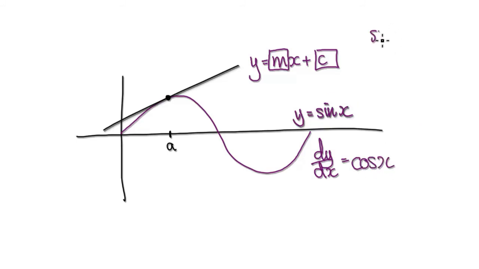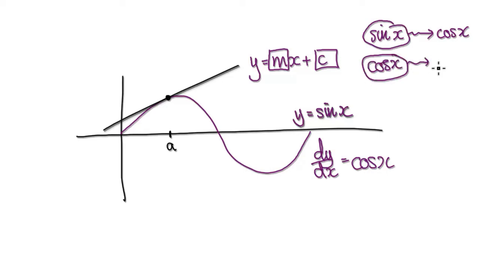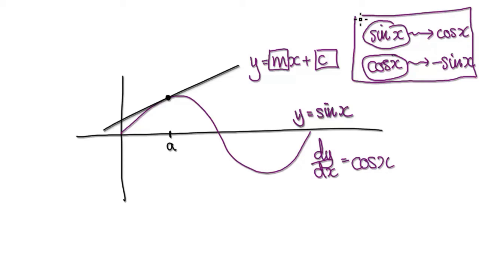Remember, when you differentiate sine, it will give you cos of x. When you differentiate cos of x, it will give you minus sine of x. We've done the proof for this, so I'm expecting you to know this by now. So now we know the gradient. This is our gradient formula, if you like. It allows you to work out the gradient anywhere on this graph.